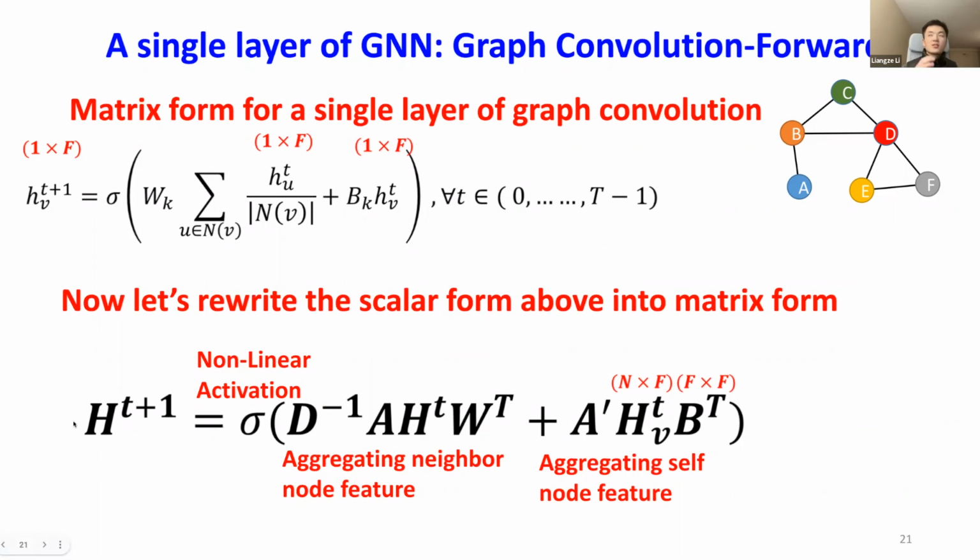Since this matrix has n entries, if we represent it in vectorized form, then the entire matrix is not just about a single node, it's about the entire graph, right? So we write it with capital letters. So this thing basically contains two parts: aggregating the information from neighbors and aggregating information from itself. Put these two together, nonlinearity, and then we have the next time step representation. So up until now, it should be pretty clear what we've been doing, right?